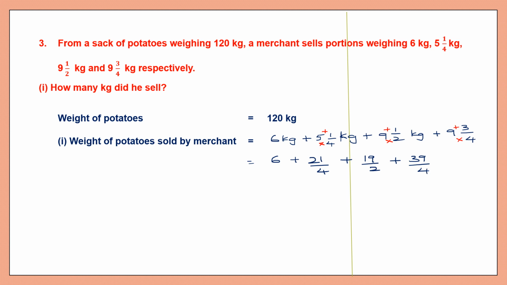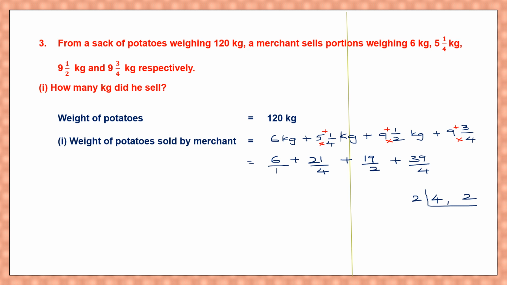Okay, so now we need to add up all these. The first one is a whole number. Let's give it the denominator 1. And now we have to find the LCM of these numbers. And what are the denominators? 1, 4, 2 and 4. So we're going to find the LCM of only 4 and 2. And we don't have to repeat 4 because once you write it, it's enough.